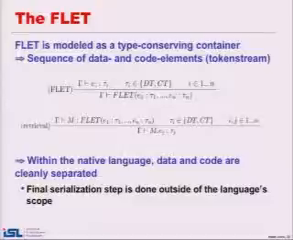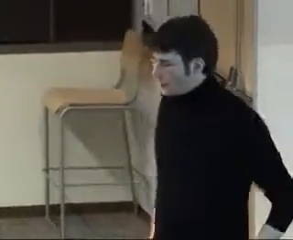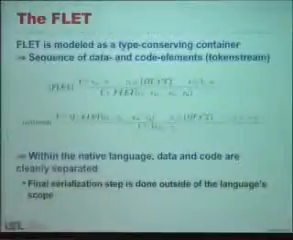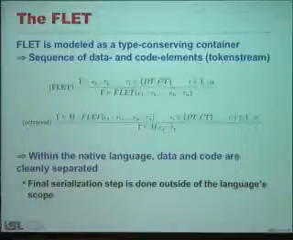Finally, the model of the fleet. Fleet is a simple type-conserving container containing a dumb sequence of token streams. And thus, by implementing those data types and integrity types, we can ensure that within the native language, our data elements and our code elements are cleanly separated and will never be mixed up.